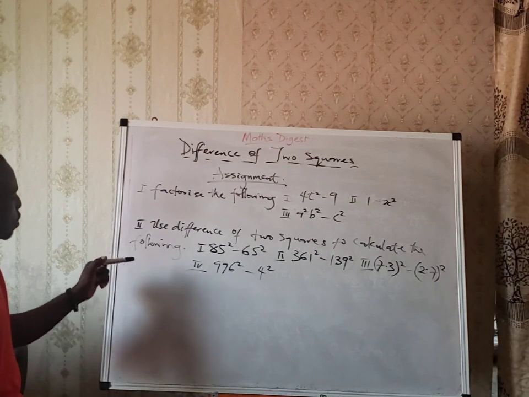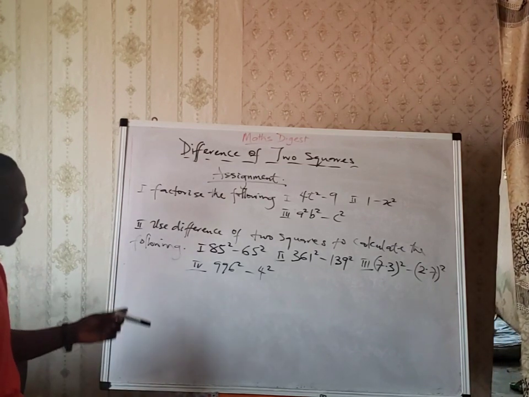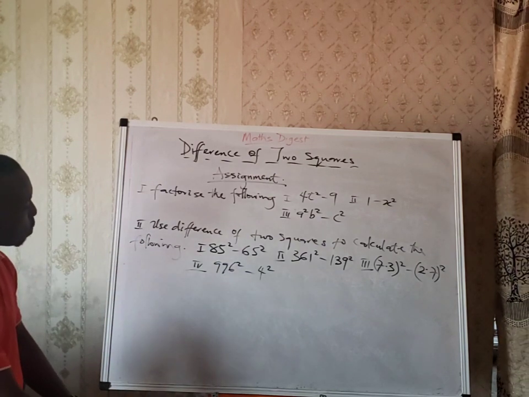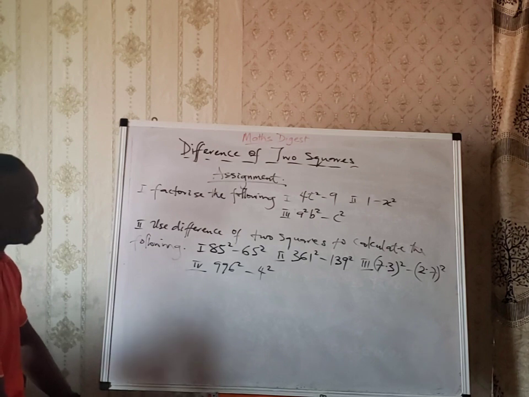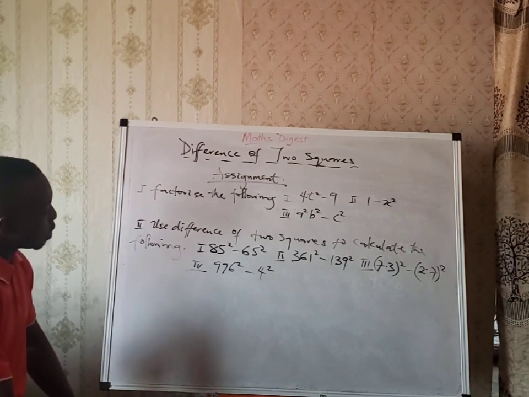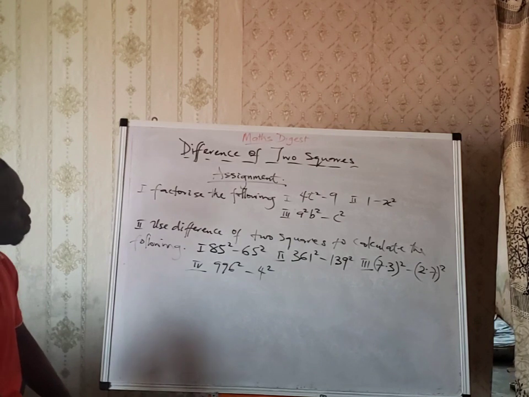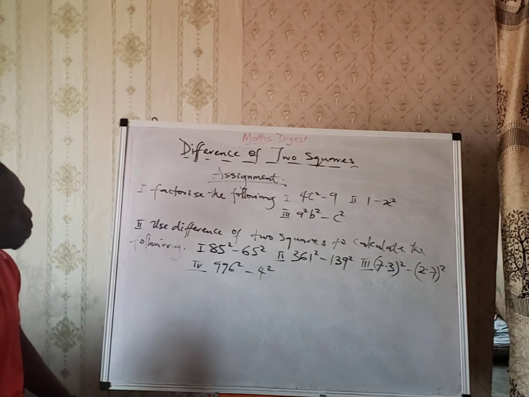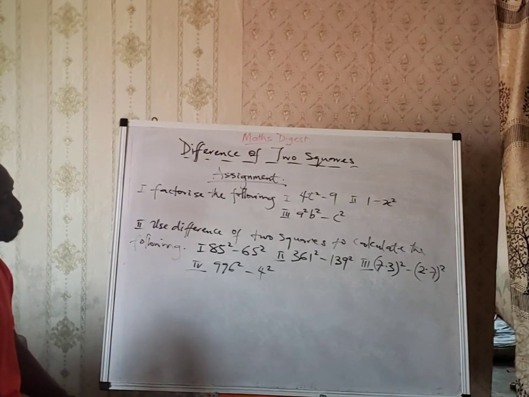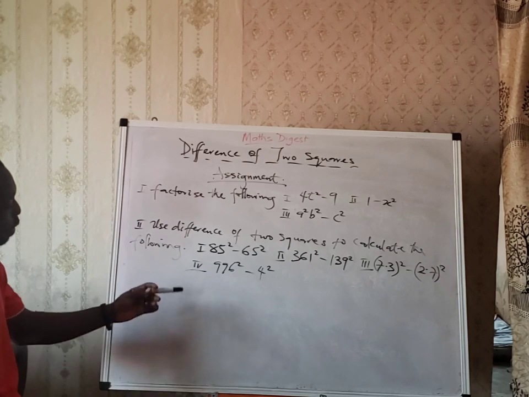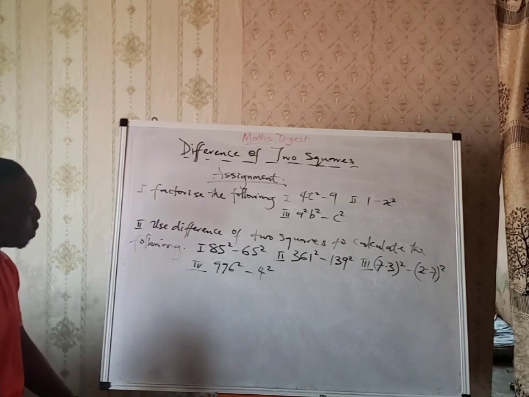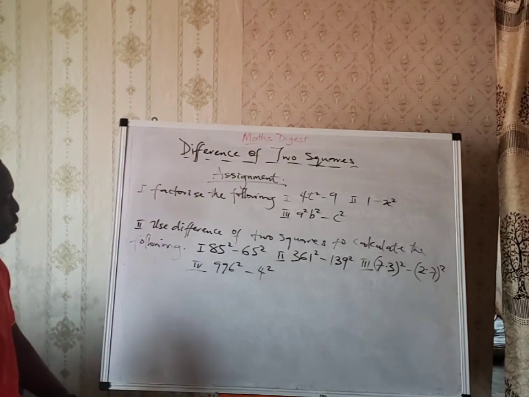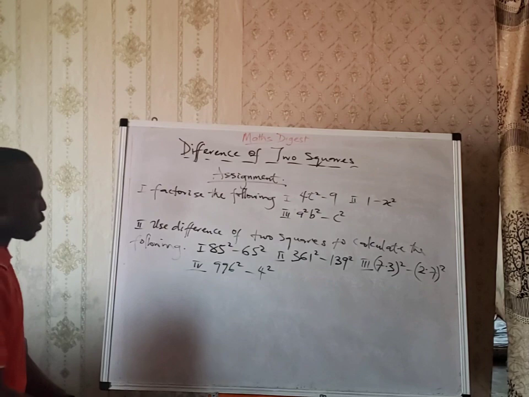Number 2 says use difference of two squares to calculate the following. Number 1, 85 raised to power 2 minus 65 raised to power 2. The second one says 361 raised to power 2 minus 139 raised to power 2. The third one says 7.3 raised to power 2 minus 2.7 raised to power 2. While the fourth one says 996 raised to power 2 minus 4 raised to power 2. So this is the assignment.